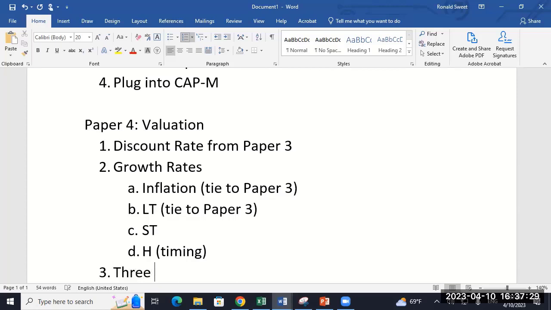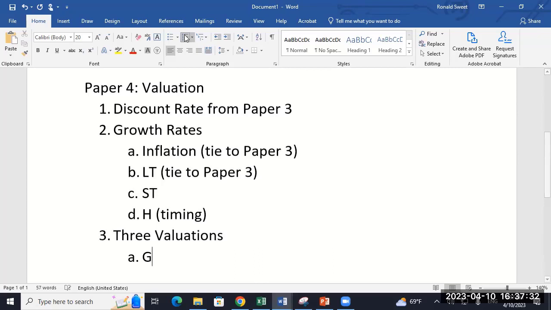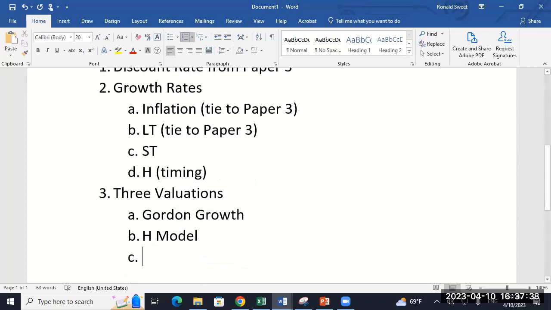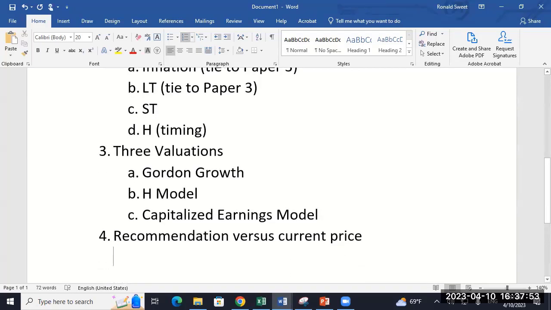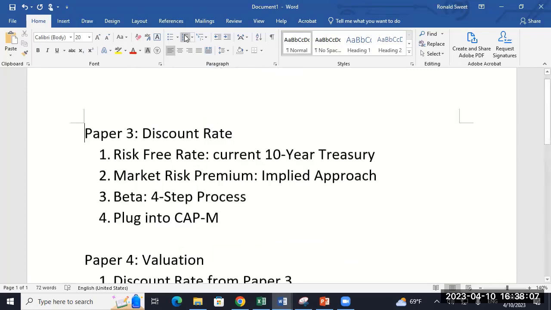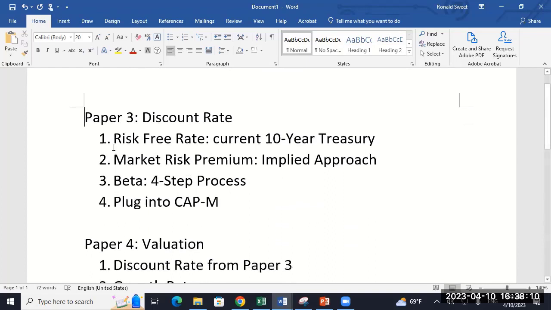And then you're going to do 3 valuations. We already talked about that. The Gordon growth, the H model, and the capitalized earnings model. And then you're going to have a recommendation versus the current price. Make sure the current price is in there. I've had students turn in the paper without even mentioning the current price. That would be really bizarre. So you have a valuation, what you think it's worth. Obviously, you can go compare it to what it's actually trading for. So that would be really, really critical. So that is it. That's the paper.